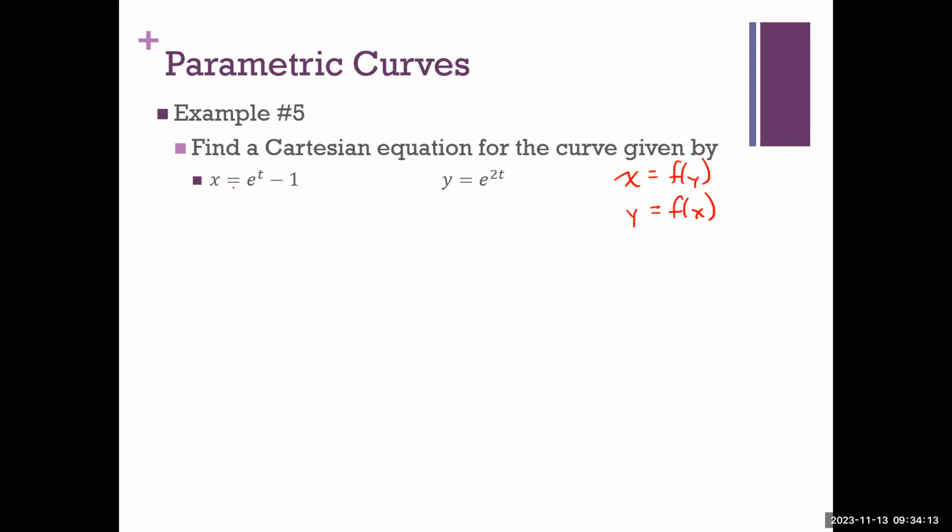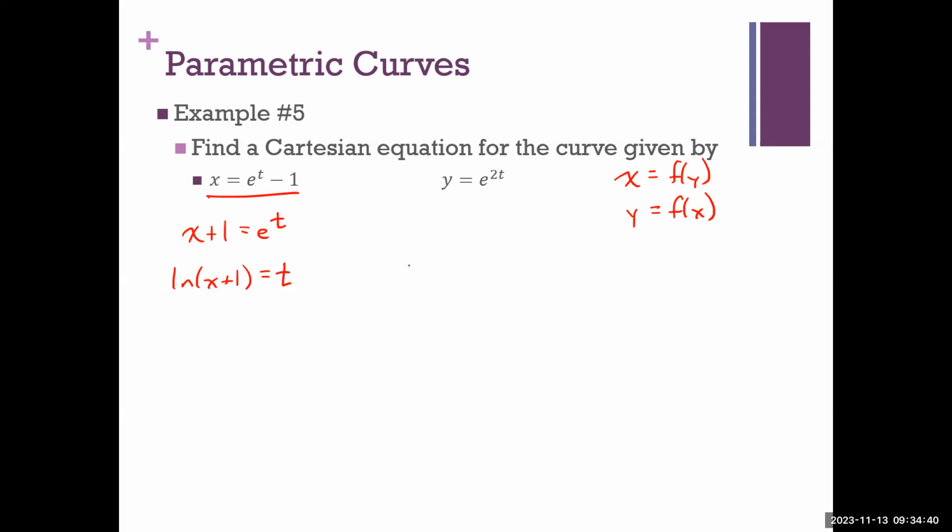X sounds good. I want to solve this one for t. So let's start doing that. How do we get there? Okay, so I get x plus 1 equals e to the t. And then? Right, so the natural log of x plus 1 equals t. So we got one of them solved for t.